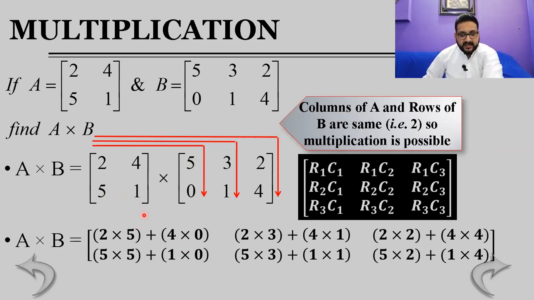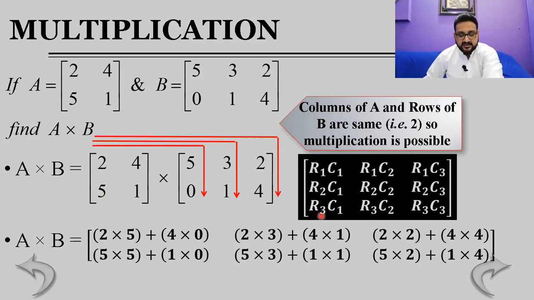Okay. Now R2 multiplied by C2. Second row multiplied to second column. So 5 multiplied by 3, 1 multiplied by 1. Okay. This is the position of R2 C2. So now R2 C3. R2 is 5 1, C3 is 2 4. So you multiply 5 multiplied by 2, and 1 multiplied by 4. Okay, यहाँ तक clear है?